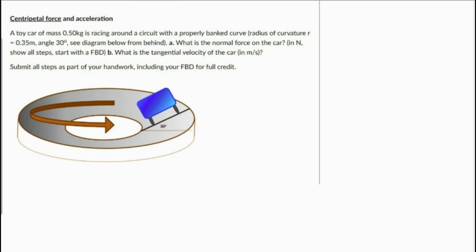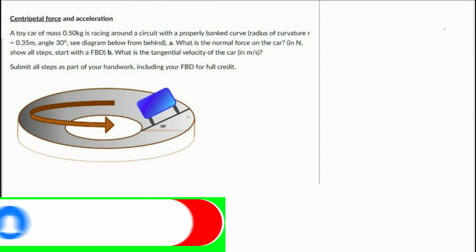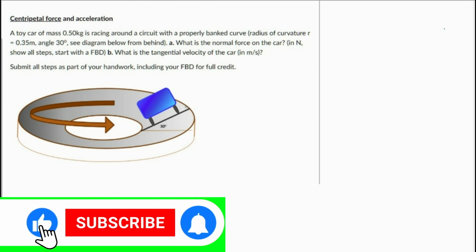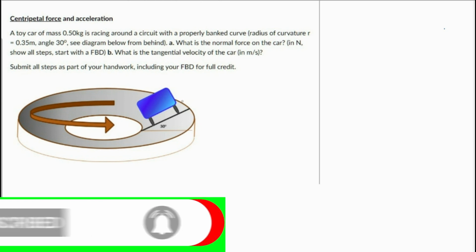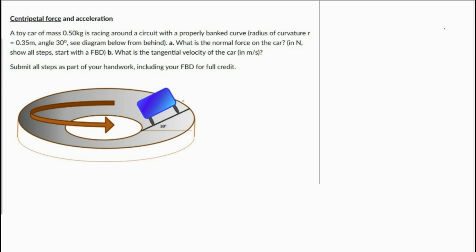Question: a toy car of mass 0.5 kilograms is racing around a circuit with a properly banked curve. The radius of curvature r is 0.35 meters, and the angle is 30 degrees. What is the normal force on the car? Let's start with an FBD, and what is the tangential velocity of the car?